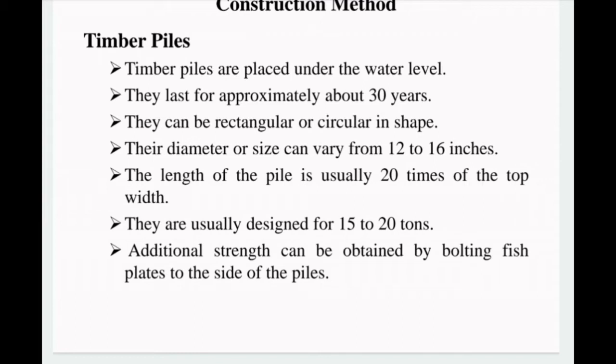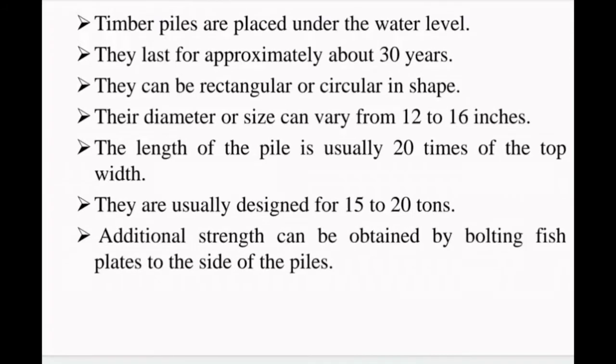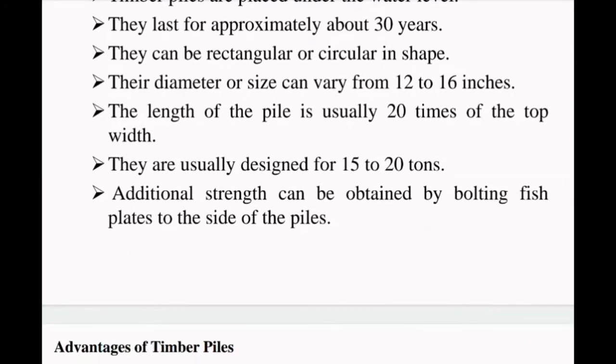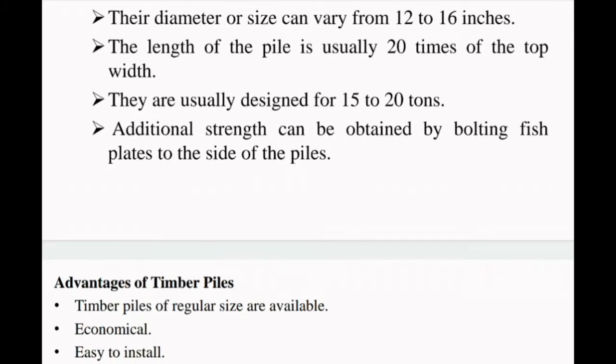The timber piles can be rectangular or circular in shape. The timber pile's diameter or size can vary from 12 to 16 inches. The length of the pile is usually 20 times the width. They are usually designed for 15 to 20 tons, and additional strength can be obtained by bolting fish plates to the side of the pile.